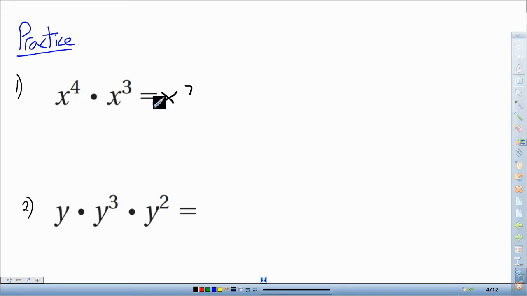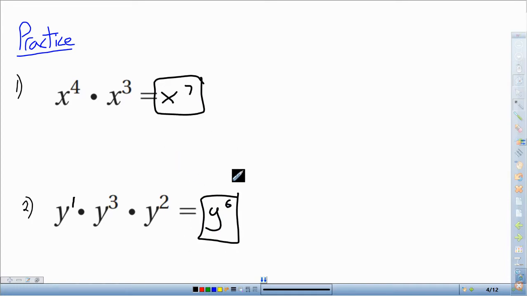All right, moving down to number 2 here. This is the same idea. We need to remember that this y right here is technically to the power of 1. So when we multiply all of these y's together, we're adding together 1 plus 3 plus 2, and it looks like we're going to be getting y to the power of 6.